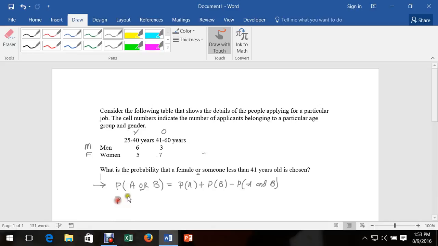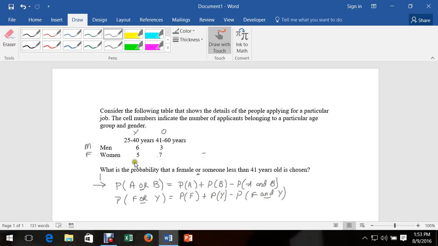So what we're going to say is the probability that you pick out a female F or someone less than 41 years of age, which is a young person in the way I've gotten it, is equal to the probability you pick out a female plus the probability you pick out a young person minus the probability that the person you pick out meets both criteria, is female and young. And we need to subtract that term because if we don't, we're going to be double counting.